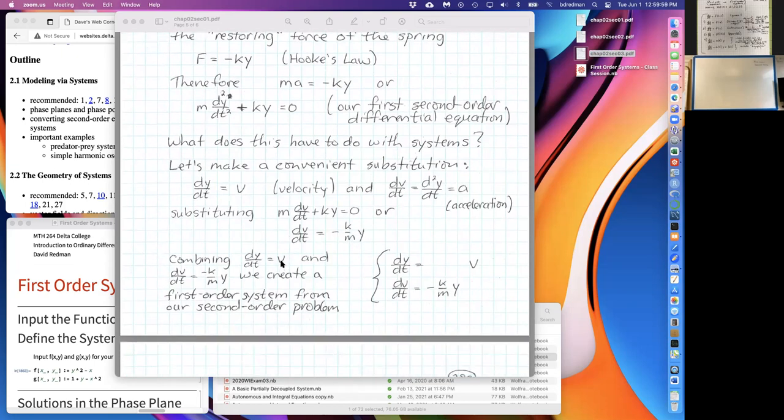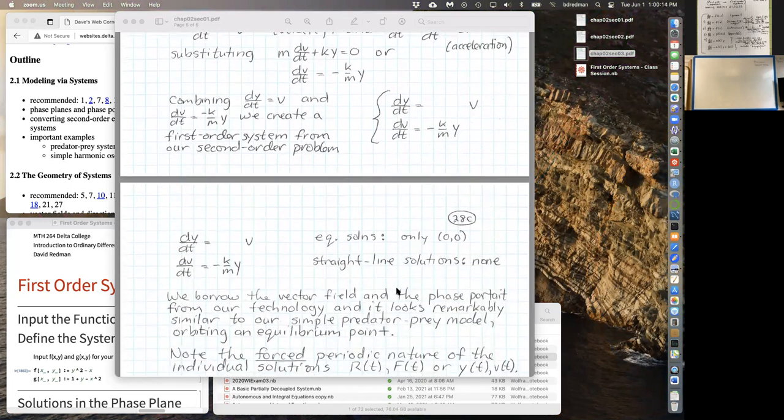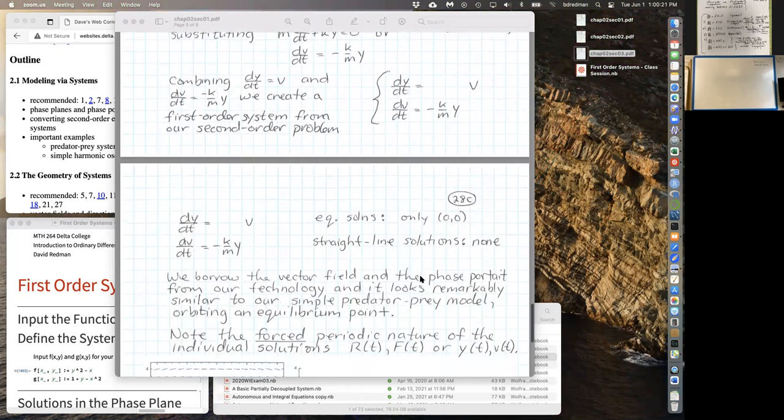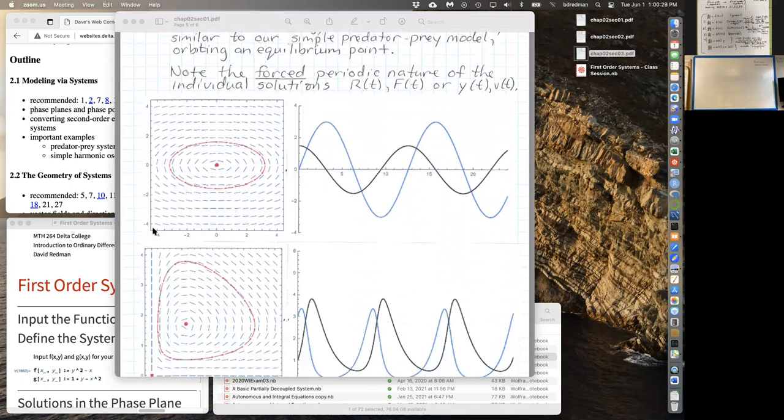So if you combine this substitution, dY/dt is V and dV/dt is minus K over M times Y, you've created a first order system. Not like rabbits and foxes, but in a funny way, surprisingly similar. It has one equilibrium solution at the origin. It has no straight line solutions. And if you plug this into a machine and look at some numerical pictures, this is what you see. Position on the horizontal axis, velocity on the vertical axis. And as you release that mass, there will be an eternal cycling of the mass about the equilibrium position, sometimes with greater displacement, sometimes with less, sometimes with greater velocity, sometimes with less. The blue and black curves are velocity and displacement.